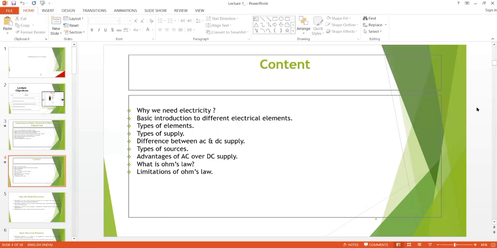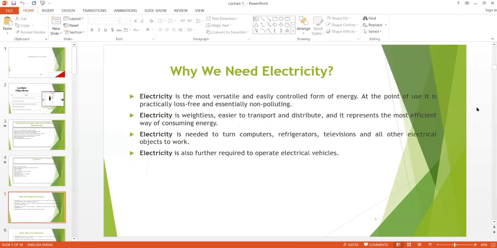We will also go through the differences between AC and DC supply, different types of sources, and in the last we will discuss Ohm's law. Let's start now. Electricity, as already discussed with you all, is the most versatile and easily controlled form of energy. When I say easily controlled form of energy, it means that we are able to generate it.